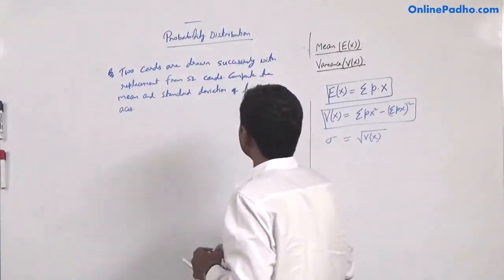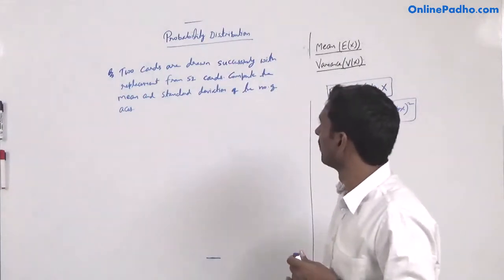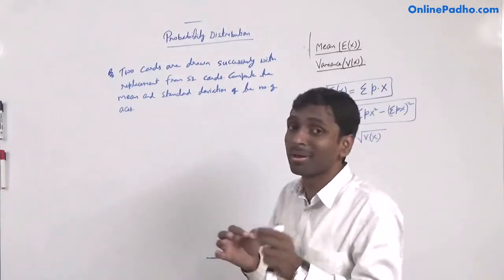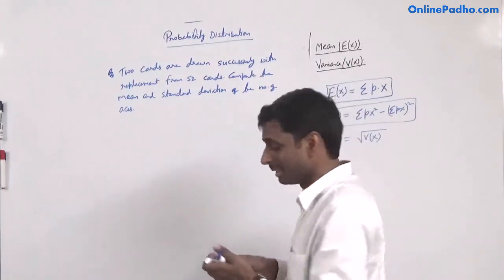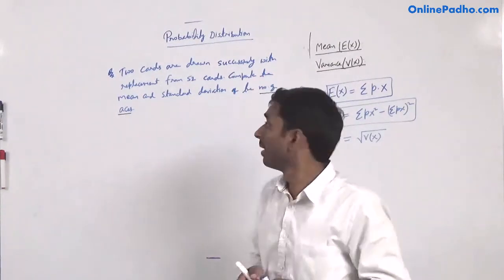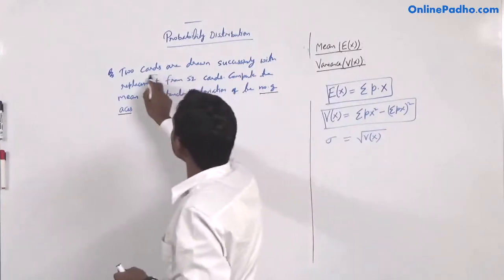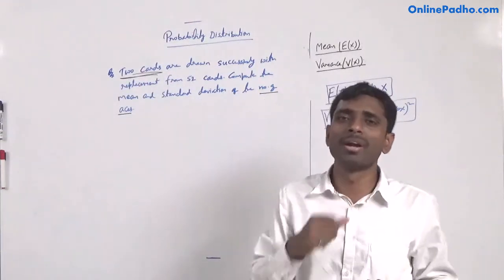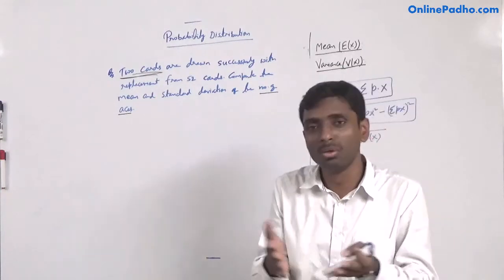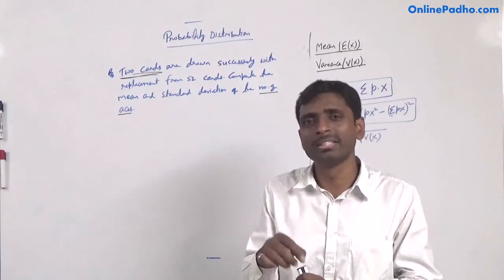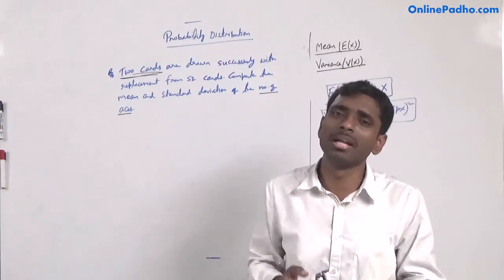This is a question from the 2012 board examination, 4 marks. Two cards are drawn successively with replacement from 52 playing cards. Compute the mean and standard deviation of the number of what? Number of aces. Means here the number of aces is the random variable. How many cards are drawn? Two cards are drawn. So we have three values of the random variable: X equal to 0 means no ace, X equal to 1 means one ace, and X equal to 2 means both are aces.